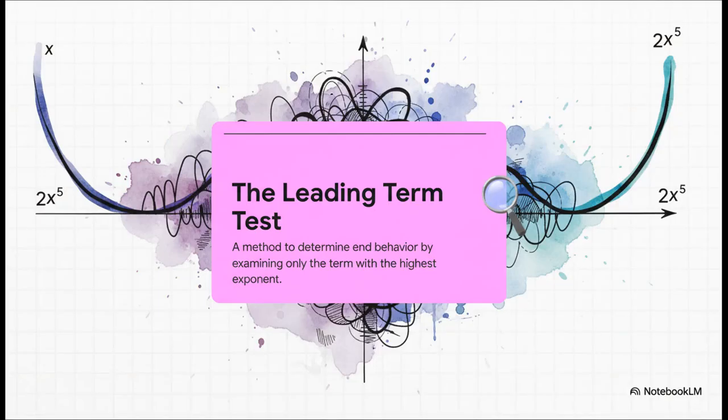So here's the magic. Imagine you've got this monster of a polynomial, something like 2x to the fifth minus 100x to the fourth plus 3. Yeah, in the middle, around the origin, it's going to have all these twists and turns and wiggles. But as you zoom out, as x gets ridiculously big, positive or negative, the entire function starts to behave exactly like its most powerful part. In this case, that's the 2x to the fifth. It's like all the other terms just become background noise. They pretty much fade into nothing.